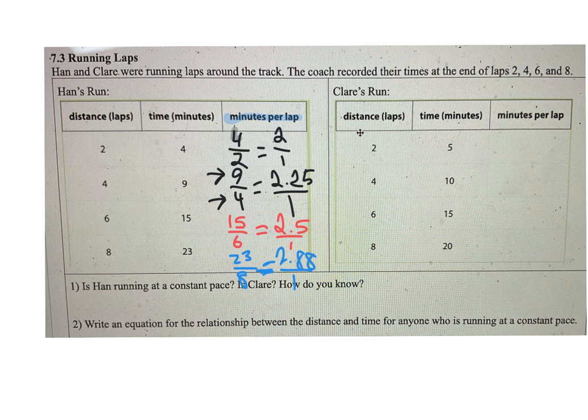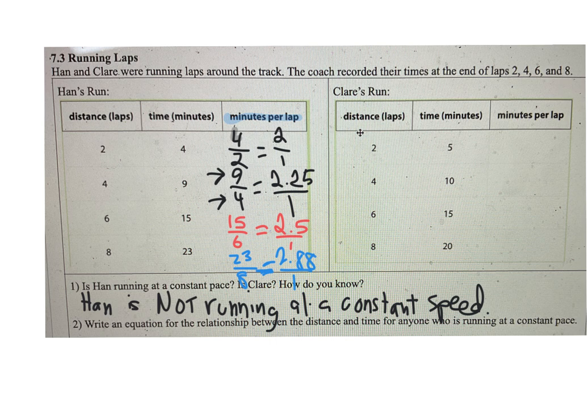All right, so right there, question number 1 says, is Han running at a constant pace? We're going to say no. So Han is not running at a constant speed, and when they say, how do you know? This is how we know right there. His minutes per lap is changing constantly. It's changing all the time.